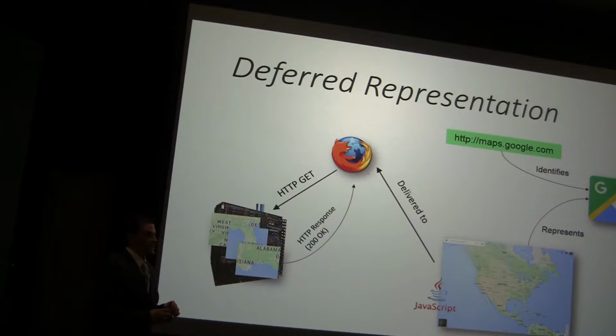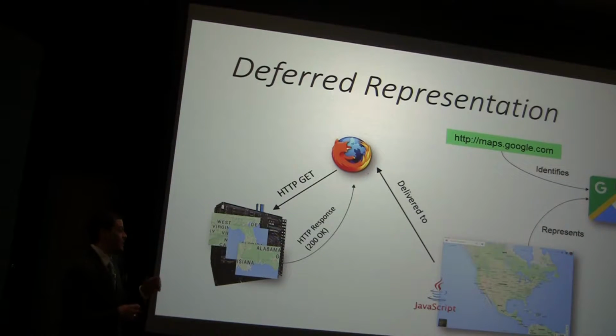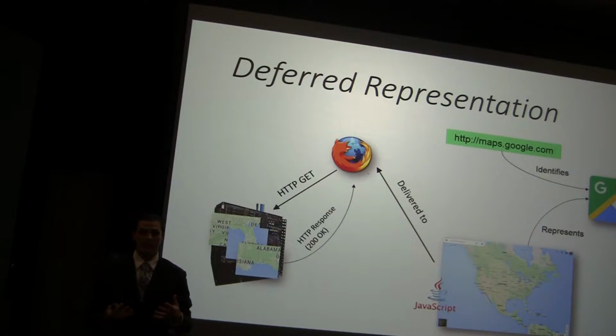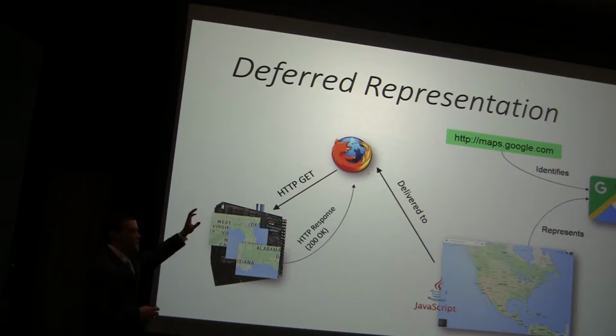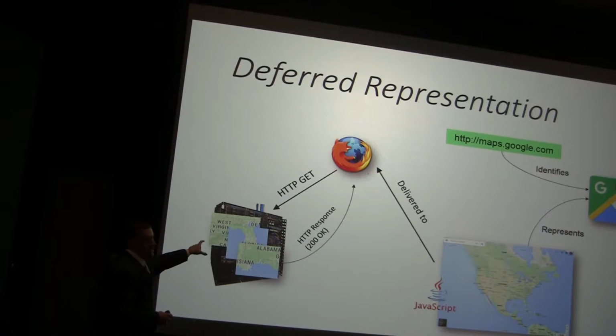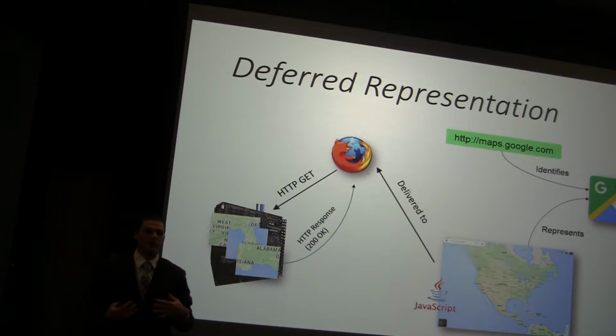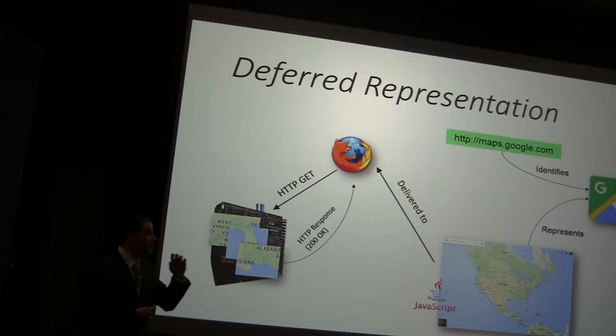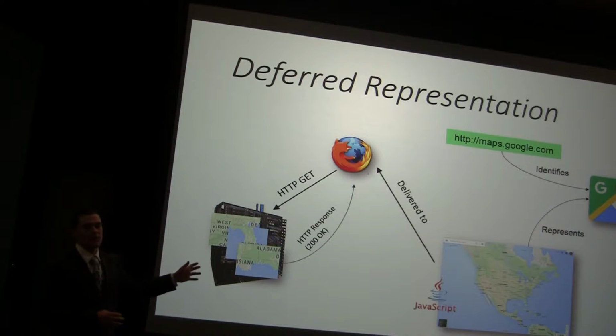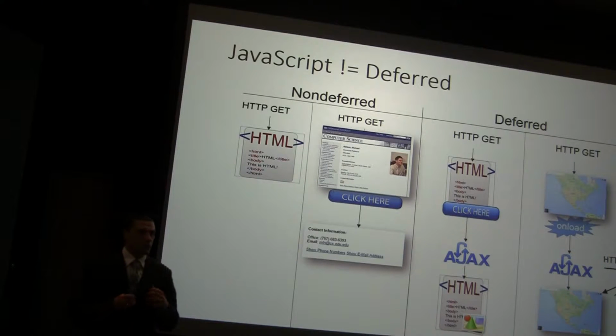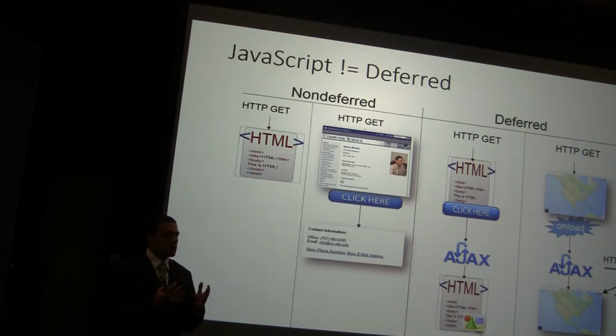So we call this a deferred representation. And we call it a deferred representation because the representation is not completely built out and completed until after JavaScript runs and issues these additional HTTP GET requests and receives those additional embedded resources. And as I've mentioned, these deferred representations are really what cause problems for the archives. It's worth noting, though, that just the mere presence of JavaScript does not mean that something will be deferred.